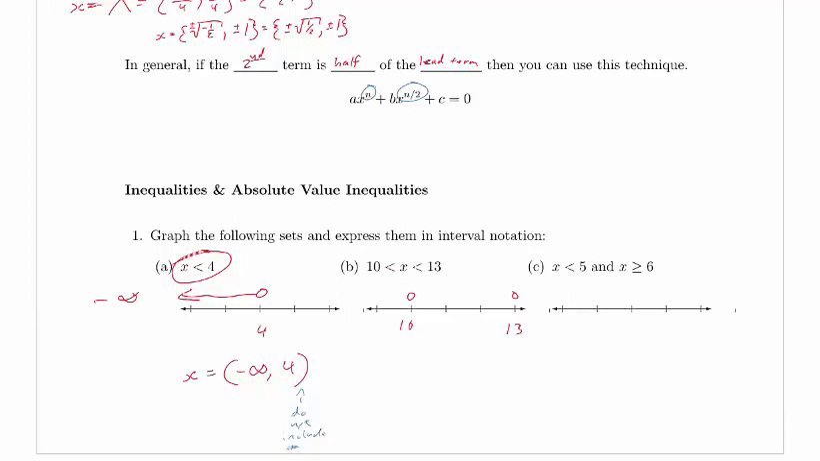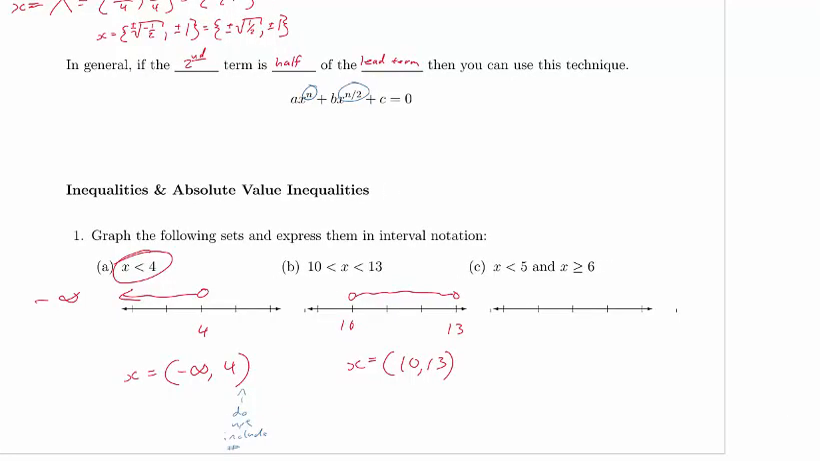And again, x is greater than 10 but less than 13. It's in between them, and so we would have all those values there. And so in interval notation, x equals 10 to 13. And that's it. That's how you would express that. Again, note we're not including the 10. We're not including the 13.